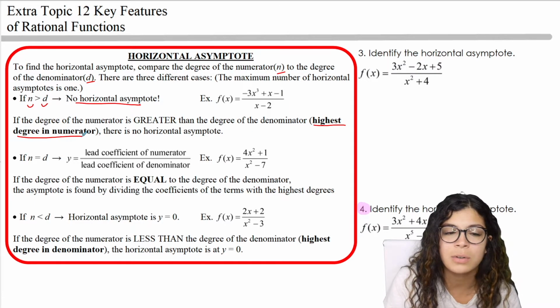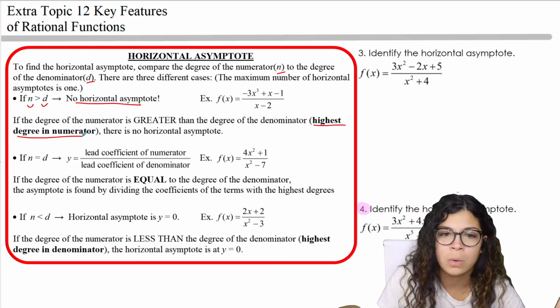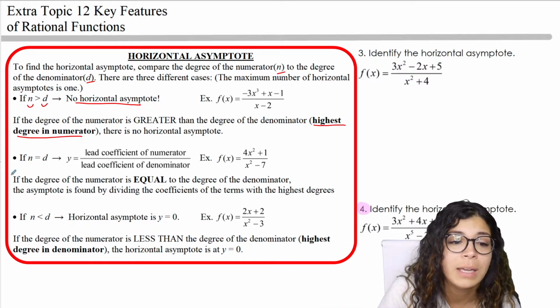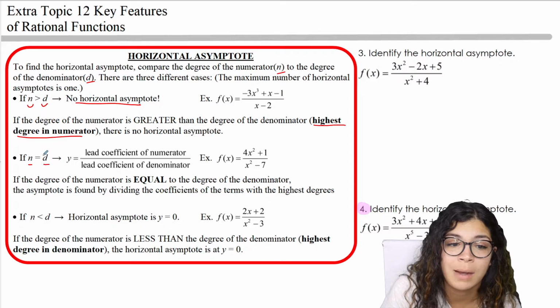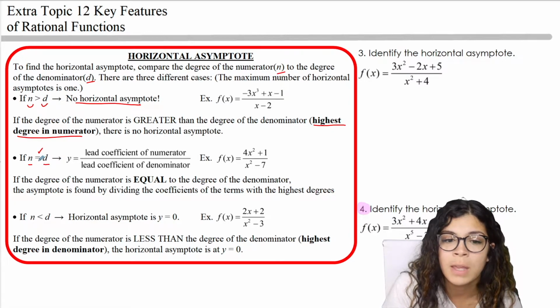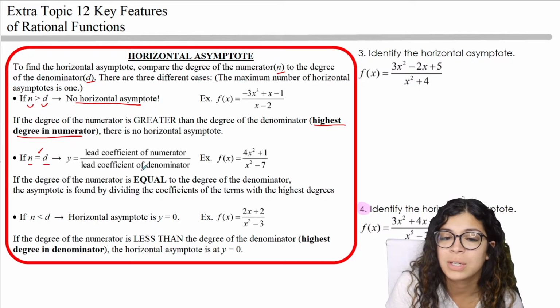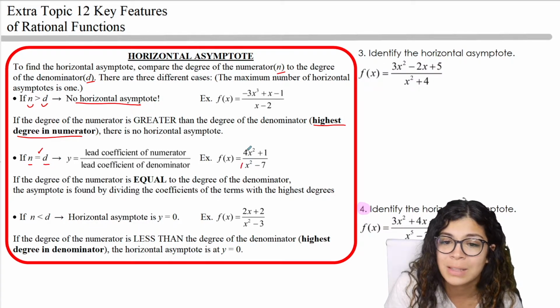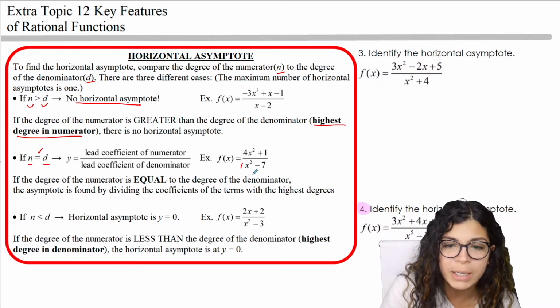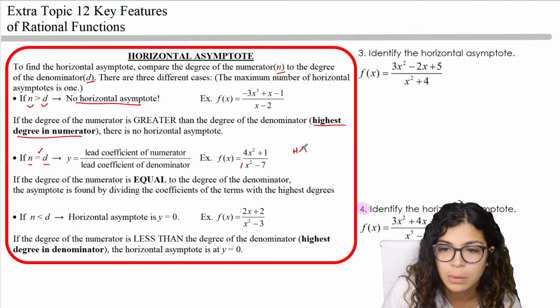The highest degree is in the numerator, no horizontal asymptote. Now, if the degree of the numerator and the denominator is equal, then the horizontal asymptote will be the line y equals whatever the coefficient is of the numerator over whatever the coefficient is of the denominator. So in other words, in this example, you would have the horizontal asymptote would be 4 over 1.